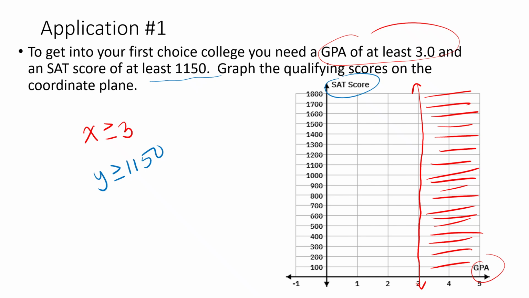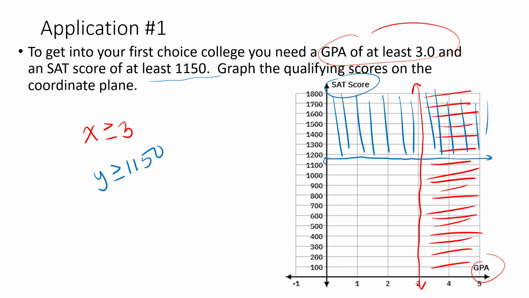Now this is a horizontal line, and probably it's been a while since you've looked at horizontal and vertical lines. This is a nice little review. You can think of that as a slope of 0 and a y-intercept of 1150. 1150 is going to be right here in between the two. And SAT scores above that are going to be in this direction. So your solution set, if you are looking for what is the solution set, it's this region of points right there.